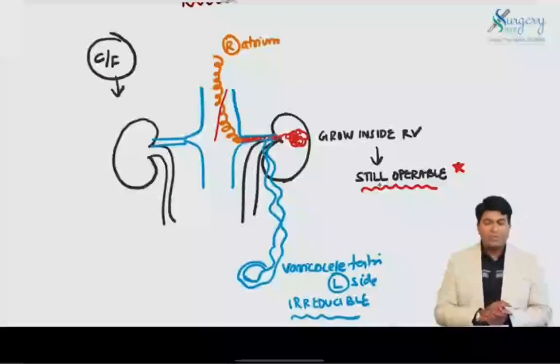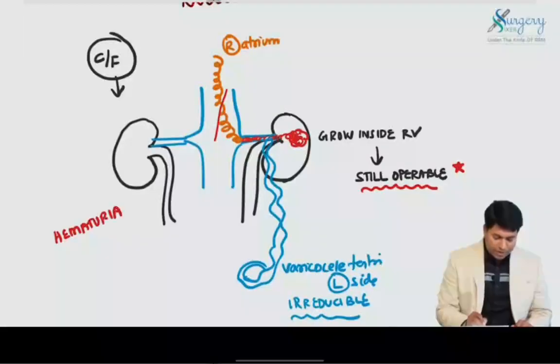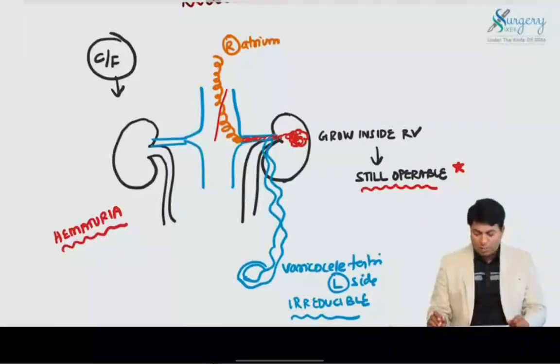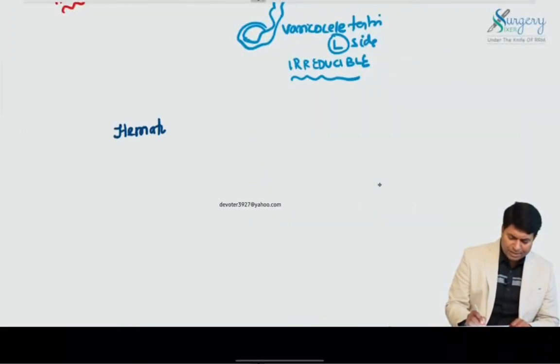So what is the earliest clinical feature and most common feature? It is hematuria. So hematuria is the earliest and most common feature. Please don't forget that. Any patient coming to you with hematuria, you must always be serious and evaluate them. Irreducible left side varicocele is seen, and other clinical features are it more commonly produces hematogenous mets.